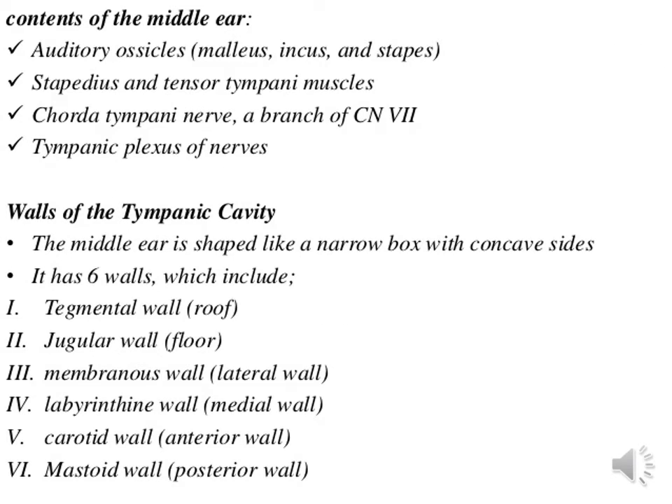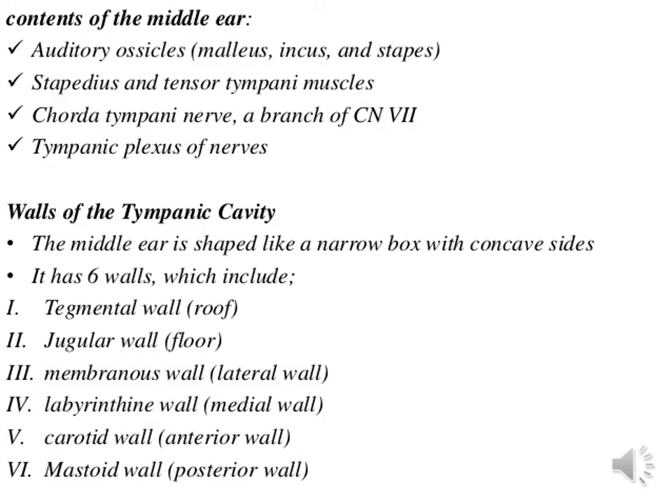The contents of the middle ear. It has the auditory ossicles, three ossicles: malleus, incus, and stapes. Also the stapedius and tensor tympani muscles, the chorda tympani nerve, a branch of the seventh cranial nerve, the facial nerve, and the tympanic plexus of nerves.